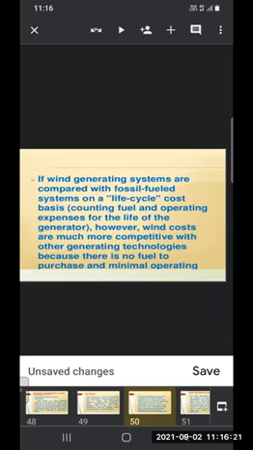Counting fuel and operating expenses for the life of the generator. However, wind costs are much more competitive with other generating technologies because there is no fuel. Fuel is not needed at all. In other power plants, we need fuel.